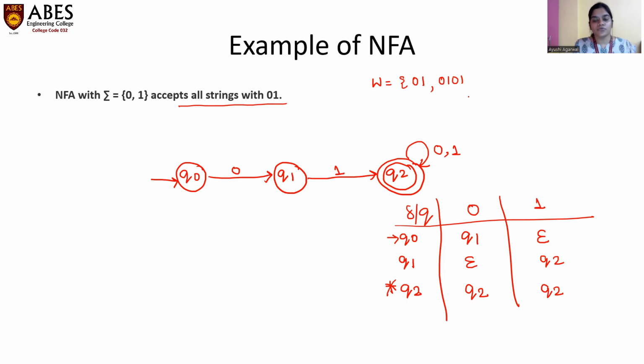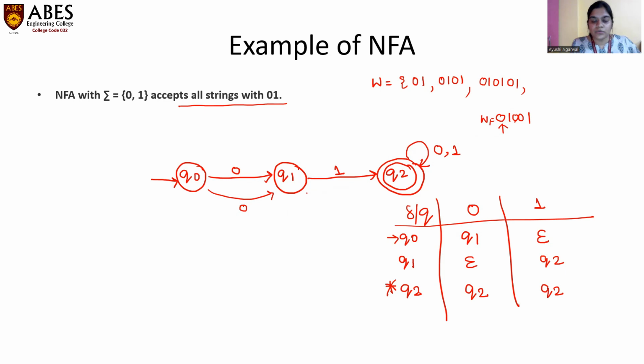Now, if you want to check any other string further, you can check for 0, 1, 0, 1, 0, 1. That is also accepted. If you want to check 0, 1, 0, 0, 1, that is also accepted. See over here how 0, 1, 0, 0, 1 is accepted. By reading 0, it will move here. So you read the element 0 from this particular string W1.